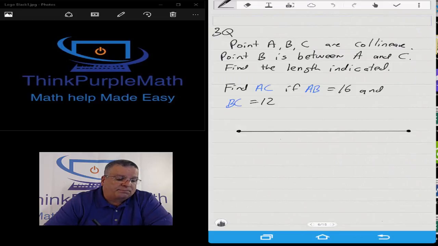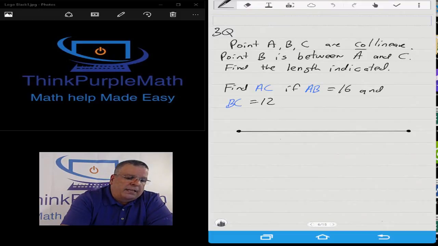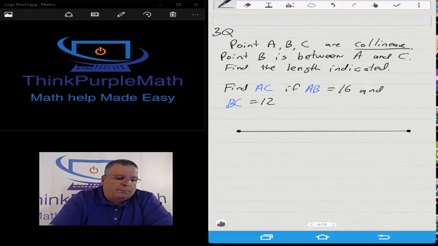Okay, our next step is a mini word problem to represent a situation. I'll read this here: points A, B, and C are collinear. So we have points A, B, and C on a straight line. They're on the same line. Collinear means that they are on the same line. Point B is between A and C. Find the length indicated. So we're looking for AC.